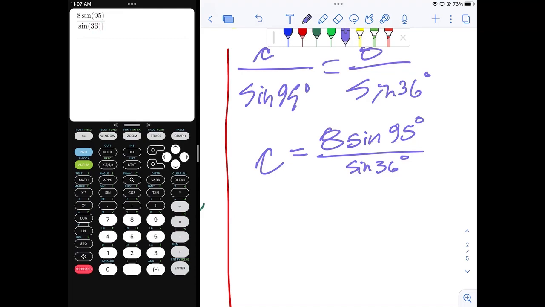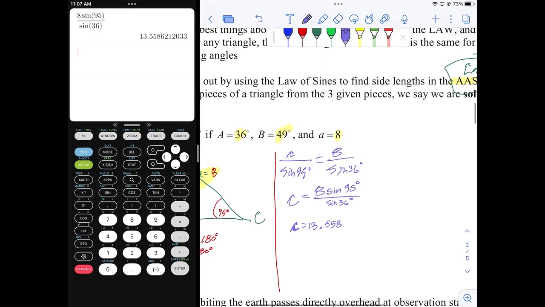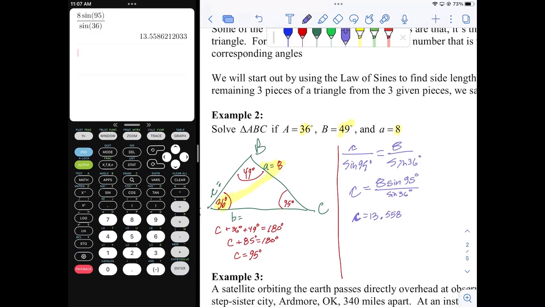Take a double check, look at it one more time. Make sure you typed it in correctly, hit enter. You get 13.558 or 559, either one. I'm a big truncator, big fan of truncating. And there are no units there, so that's just the answer. We found C.